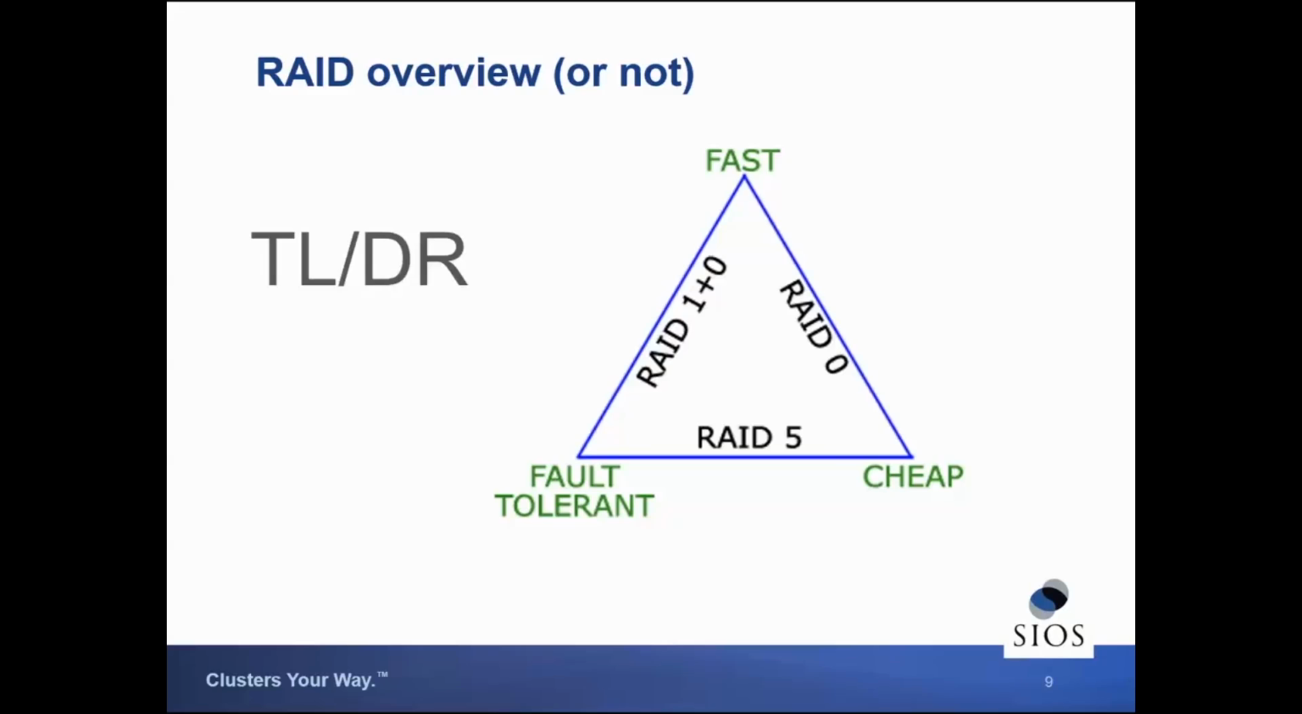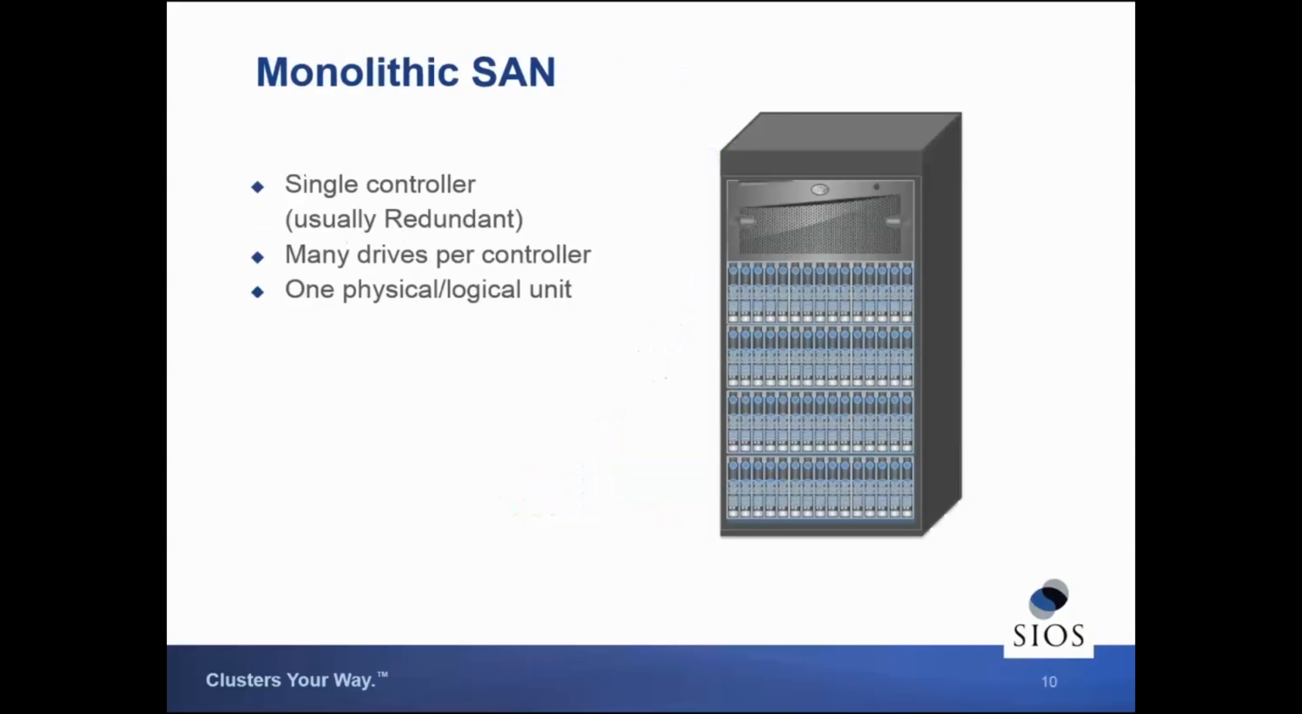As far as SANs themselves, there's really two major designs. There's kind of the monolithic SAN. This is where they mostly started. Single controller head, usually a redundant controller head, operating in failover mode. There's a lot of drives hanging off those controllers, but it's still one physical logical unit. If you want more capacity, you buy more drive trays, plug them in. At a certain point, there's an upper limit to how many of these you can have. This is a very common design. The EMC CX series uses this a lot.